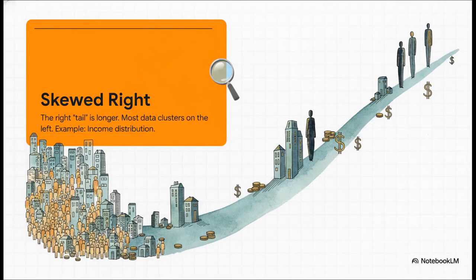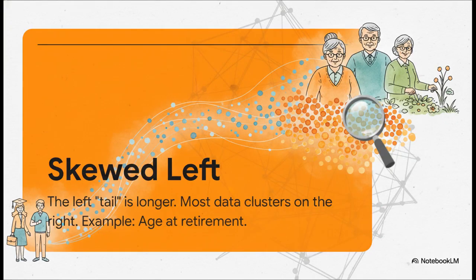But what happens when the data isn't so perfectly symmetrical? Well, if you have a chart where most of the values are bunched up on the left side, but there's this long tail stretching way out to the right, we call that skewed right. The perfect example is income. Most people earn a relatively modest amount, but a few outliers earn a huge amount, and they pull that tail out to the right.